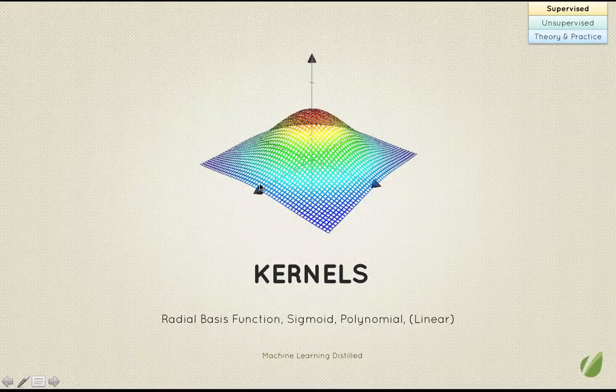What kind of functions are used as kernels? There are several that are common. Wanted to mention them here. First, the radial basis function, which is pictured here, is often used. Secondly, the sigmoid function, which is used in neural networks as the activation function. You can also use a polynomial kernel, or as we saw in the original version, just a linear kernel.